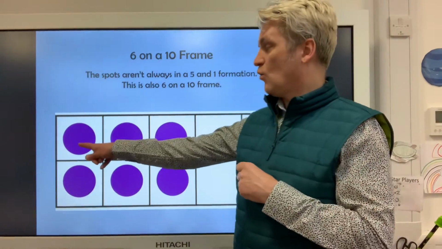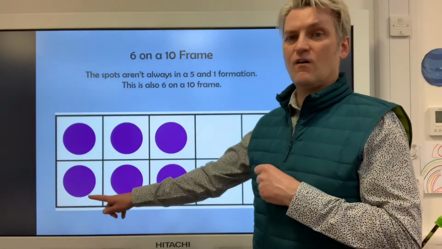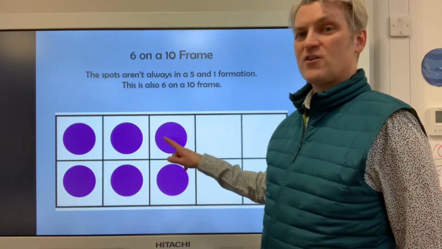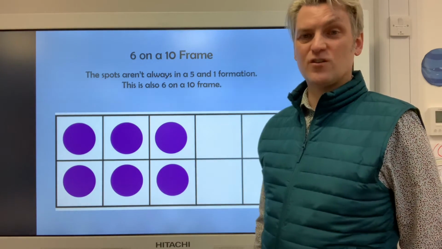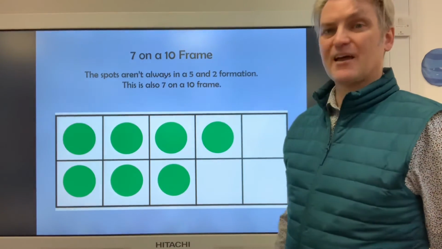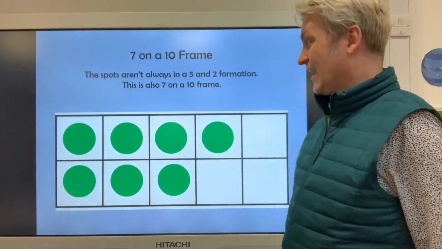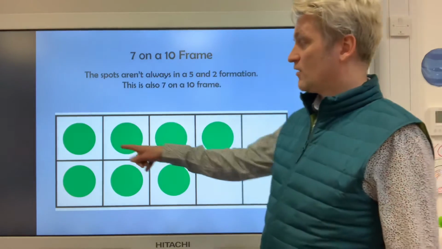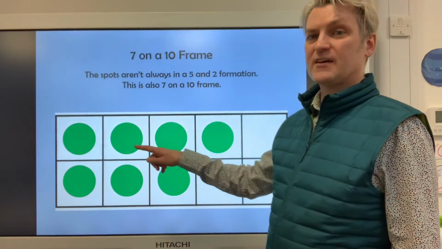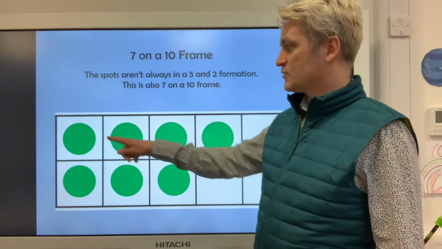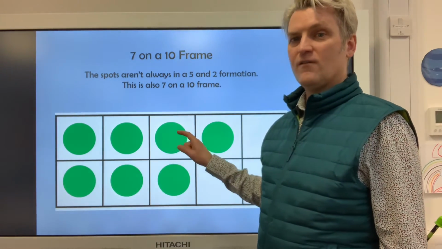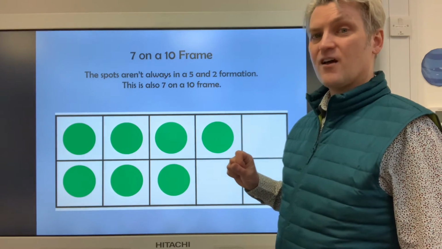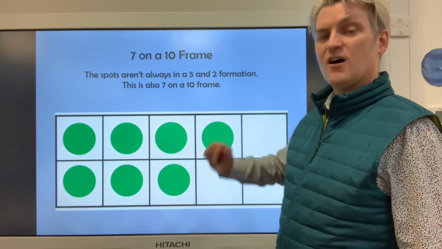Let's have a look. 1, 2, 3, 4, 5, 6. This is the number 6 made with 3 and 3. We've doubled the number 3. Now, this is the number 7. And again, we've not filled in this row. We've got some empty bits. But look, we've got the same pattern with the 6 and one more here. 1, 2, 3, 4, 5, 6, 7. And it also looks a bit like the Numicon 7 that's just been tilted on its side.